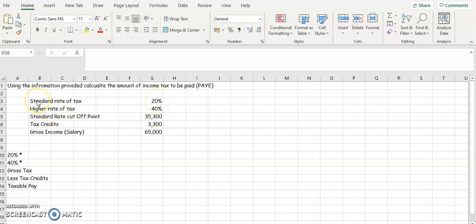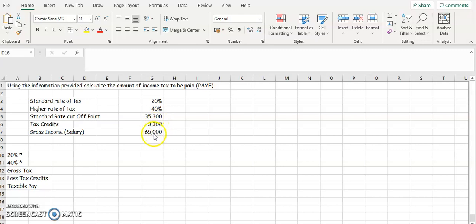So you need to be given the standard rate cutoff or the standard rate of tax. That's 20%. So you will calculate 20% of a certain figure. And usually the figure you get is from their standard rate cutoff point. So you're going to get 20% of the standard rate cutoff point. The higher rate of tax then is at 40%. So any income that they earn above 35,300 is going to be taxed at 40%.